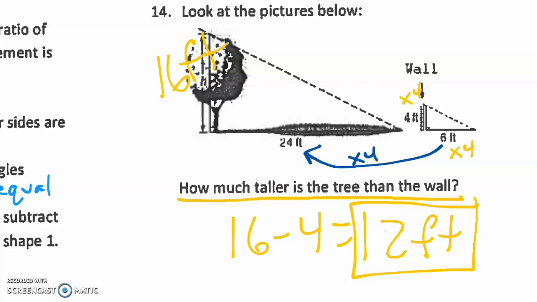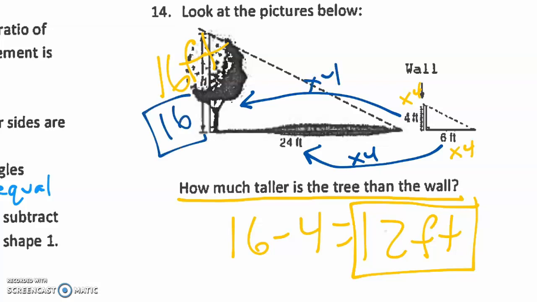That's times 4. So then the height is also going to be times 4. So 4 times 4 is 16. So the height of the tree is 16, but the question says how much taller is the tree than the wall? Well, the tree is 16. The wall is 4, so 16 minus 4 is 12.